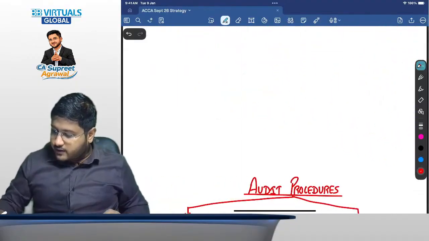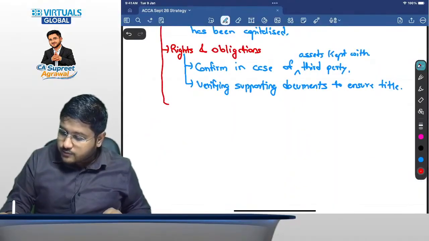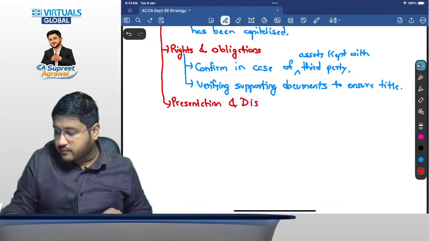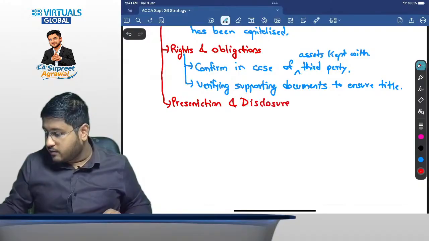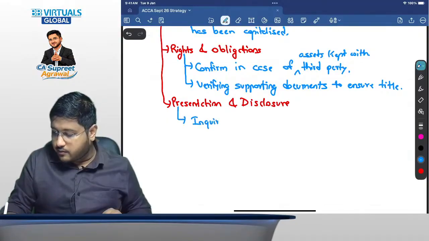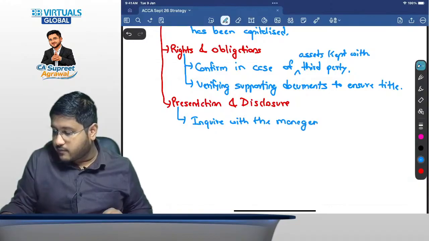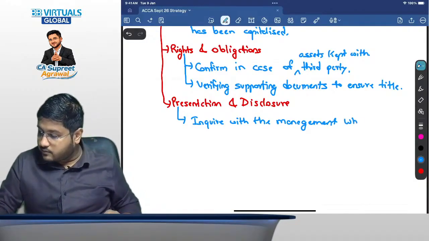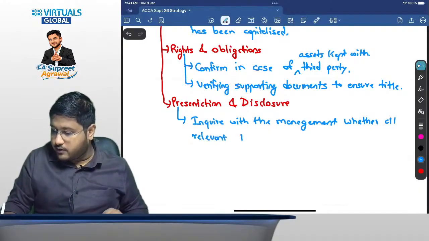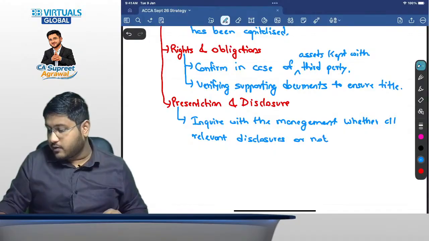Okay, after this, let's talk about presentation and disclosure. So what you will do? You will inquire with the management whether all relevant disclosures are given or not. Plus you will test it also, but you will inquire also, right?